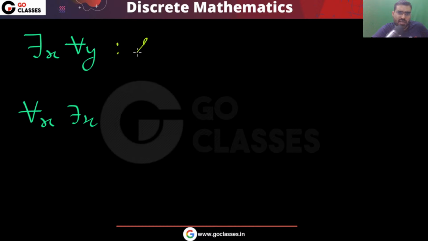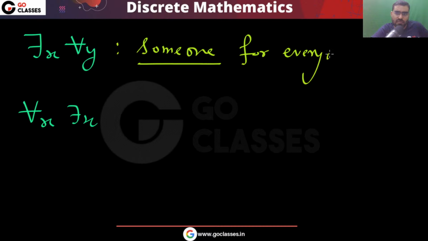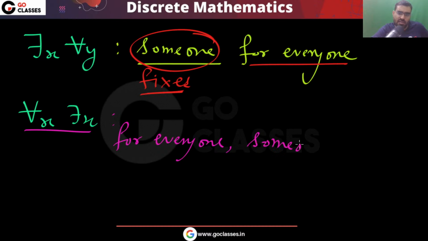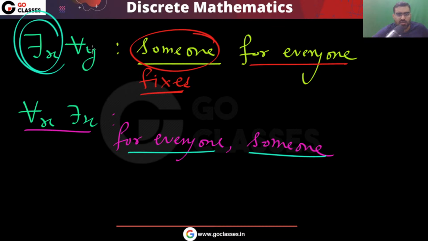Here there is someone for everyone. This someone is fixed, fixed for everyone. And this other one is saying that for everyone there is someone. Now nothing is fixed. For everyone they can have individual, different people. So here it is a fixed one who is for everyone.